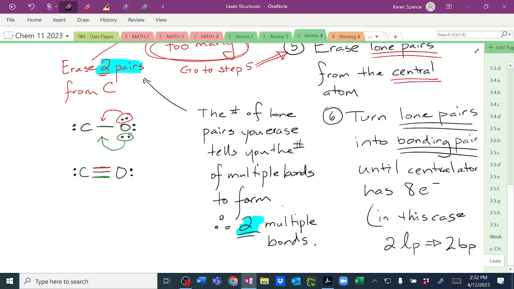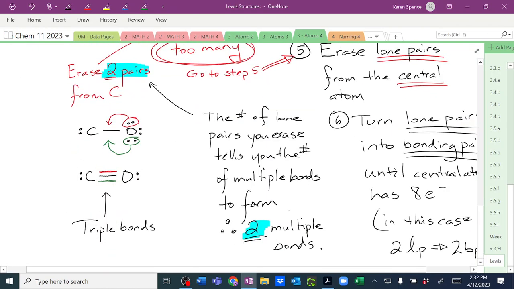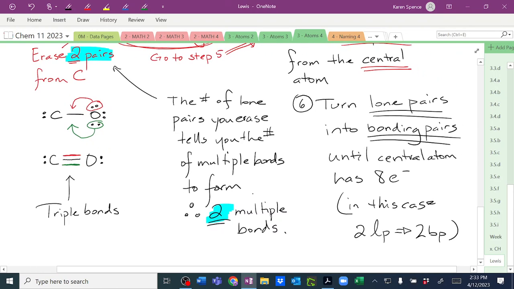Anyway, so we've now taken lone pairs, made bonding pairs. So now we have this bond here. What kind of a bond is that? It is a triple bond, which consists of a single bond and 2 multiple bonds. Or a sigma bond and 2 pi bonds, if you're into that kind of thing, but that's okay. You're not. Never mind. Yes. Sigma pi pi.